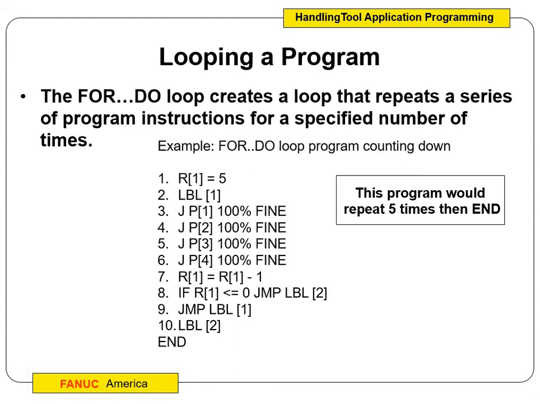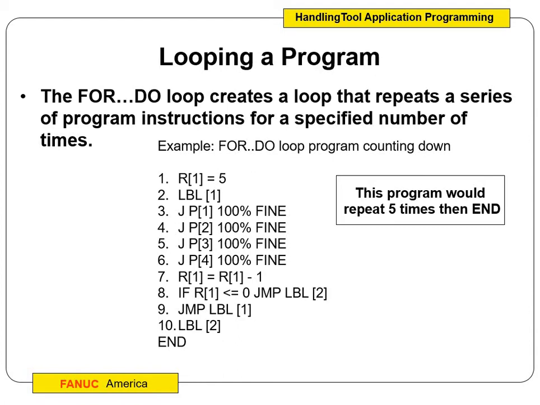So if R1 is less than or equal to 0, we're going to jump to label 2. So when it gets to 0, it's going to jump to label 2. We can see label 2 is line 10, which ends the program. But as long as register 1 is greater than 0, we will keep doing line 9 and jumping to label 1 and keep drawing the box. So this is a different way of doing the same looping type program.